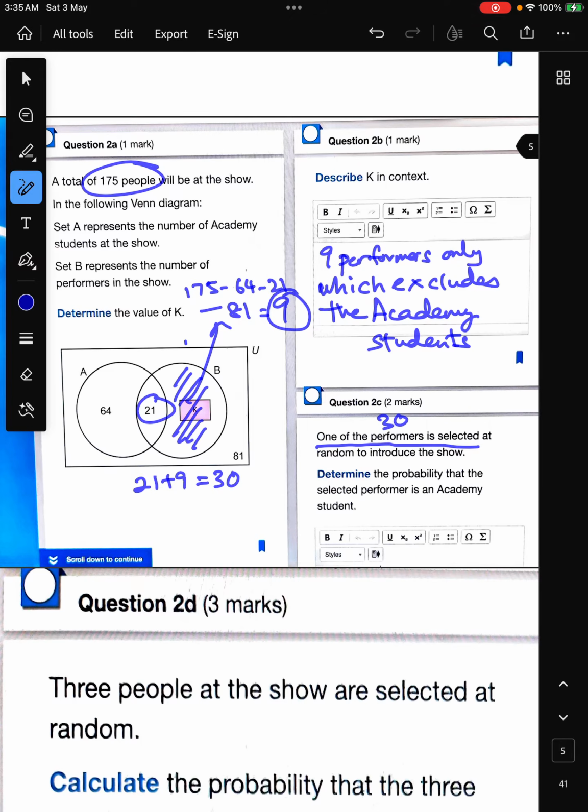Now, since the question is asking what is the probability that the selected performer is an academy student, which we know is 21, to find the probability we need to do 21 over 30. Okay, remember, we do not put 175 because the question has given you a condition, which is that you selected a performer. So we know that we have 30 performers, so we should put 21 over 30, and we simplify the fraction by dividing both the numerator and the denominator by 3, so that should give me 7 over 10. Okay, so this is a bit of a tricky question, but just make sure you read the question carefully.